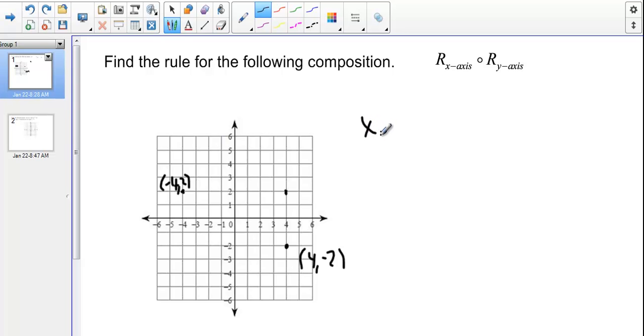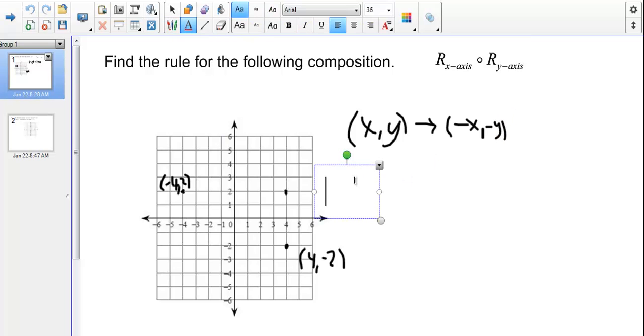(x, y) turned into the point (-x, -y), okay? And that's exactly what a rotation of 180 is. And you could see this if we did the rule one at a time as well. And I'm going to be fast if I type this, okay? Because I would have the point (x, y).